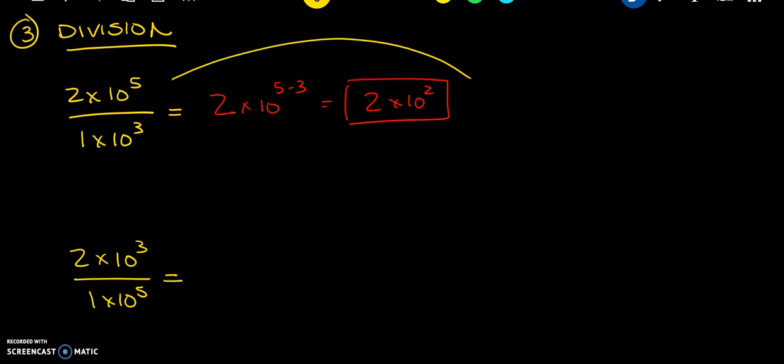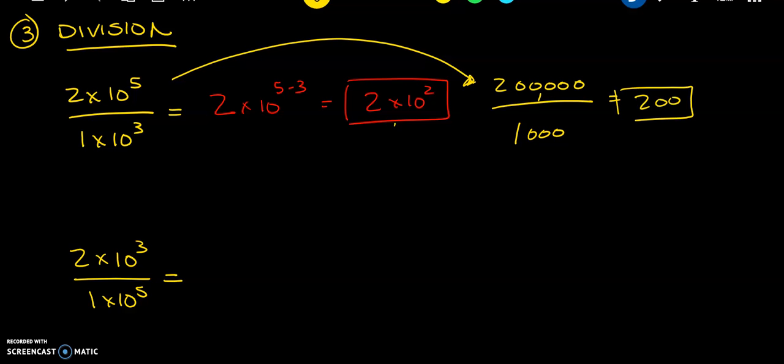Let's come up here and let's roll to the right. What's 2 times 10 to the 5th? Well, I'm going to add my 5 zeros. That's 200,000, and that's going to be over 1,000. What's 200,000 divided by 1,000? It's 200. What's 2 times 10 to the 2nd? Well, that's 200 as well.